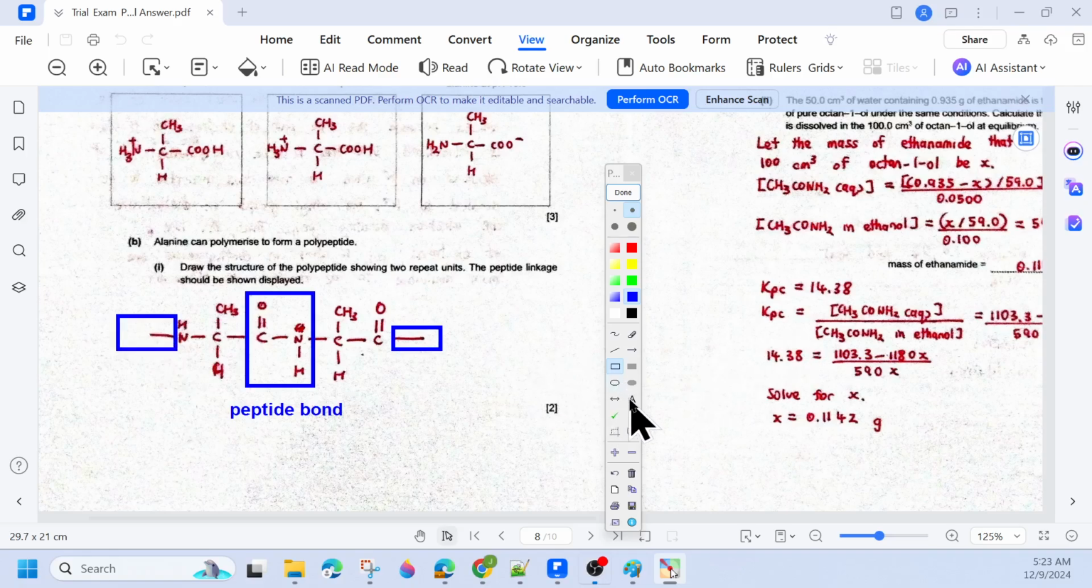What are those two that I put right there? Those are your connecting bonds to other repeat units. You must show that it is part of the polypeptide still. So you must show these two connecting bonds to other repeat units. If you don't show this, it is considered your minus 1 mark.